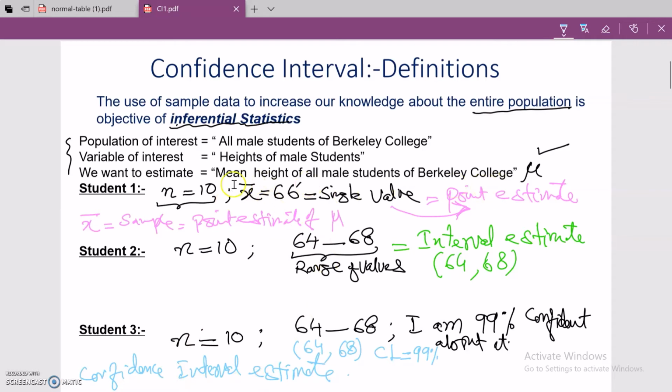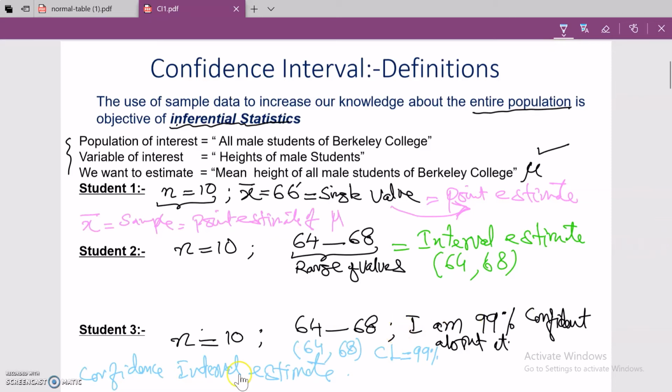So I repeat this once again. If you estimate a population parameter by a sample statistic by a single value, then such an estimate is called a point estimate. If you estimate a population parameter by a range of values, it's called an interval estimate. And if you estimate a population parameter by a range of values, and on top of that you provide a certain level of confidence, then such an estimate is called a confidence interval estimate.